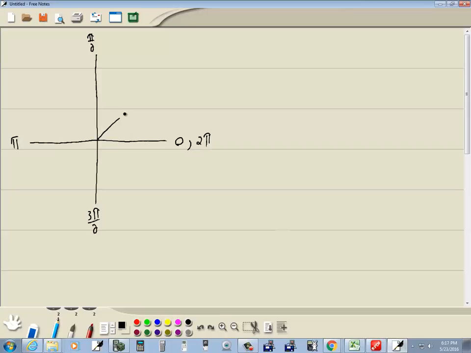Okay. Exactly here in the middle is pi over 4. This is pi over 6. And this is pi over 3.